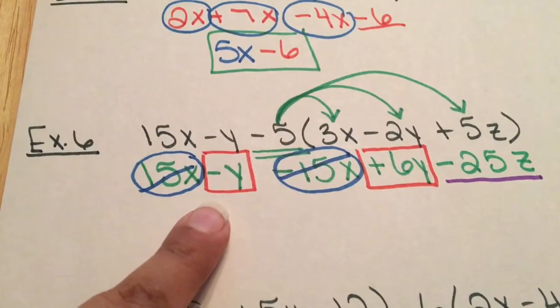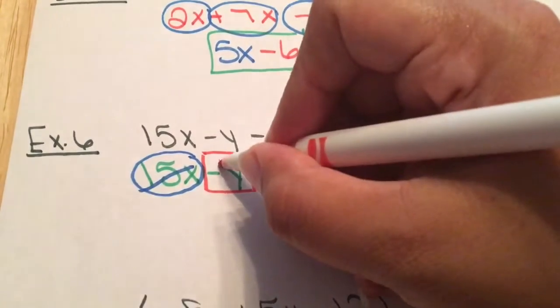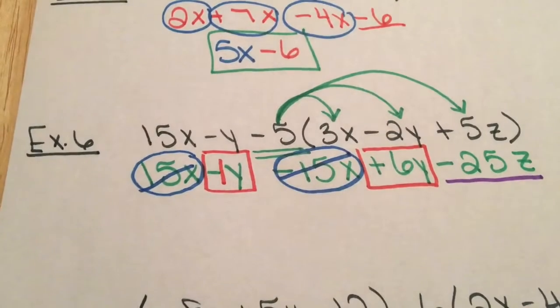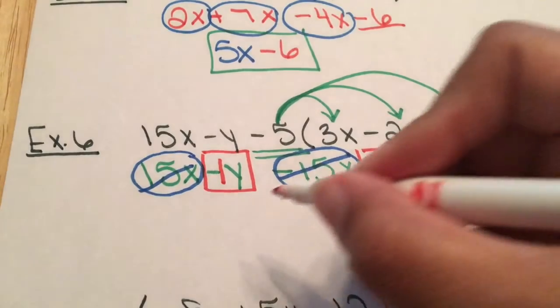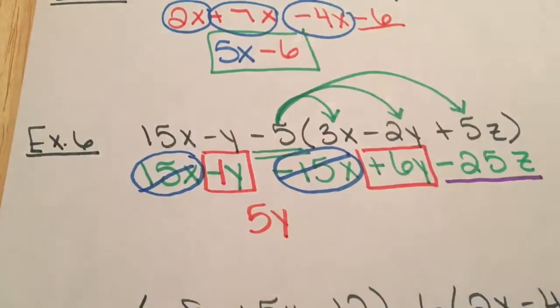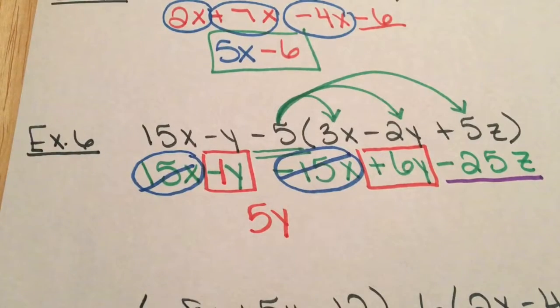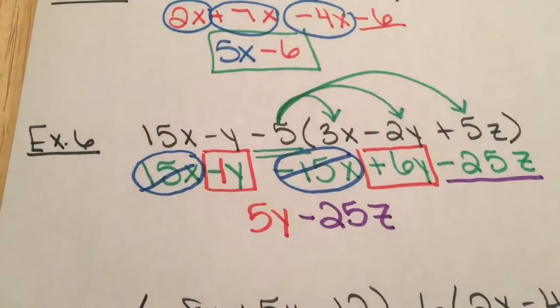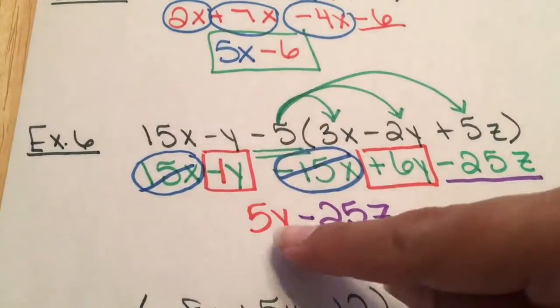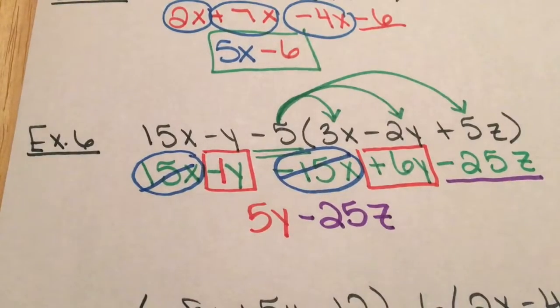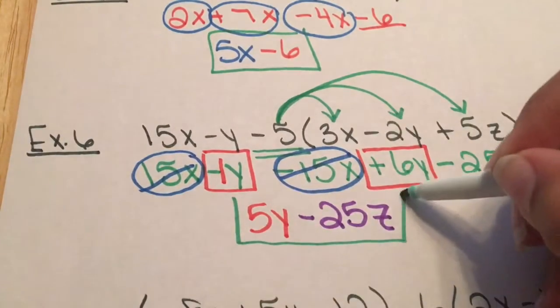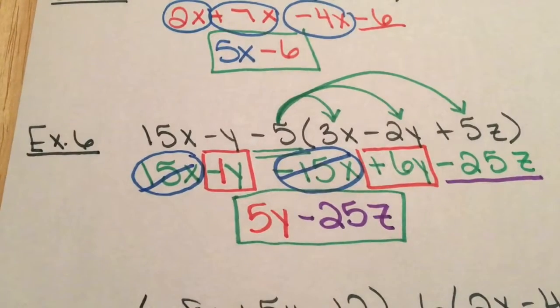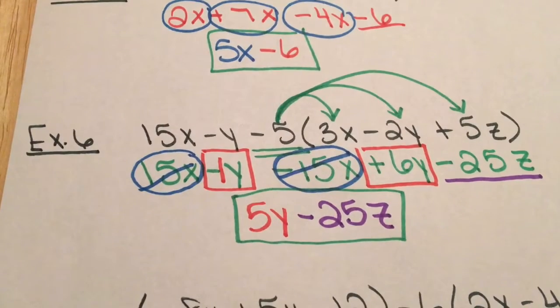Then we have our negative y and our positive 6y. Remember, this is the invisible 1. It has that invisible coefficient. So negative 1 plus 6 is going to be 5y. And like we said, that poor little 25z was just hanging out by himself. So we're just going to bring it down. And 5y minus 25z, since our variables are not the same, we cannot combine them anymore. And this is going to be our simplified answer.